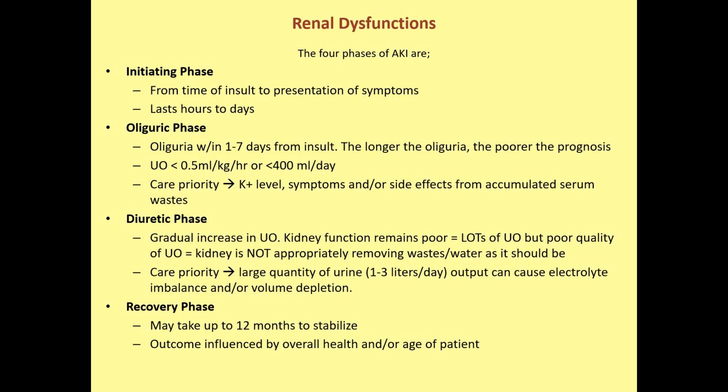Now, what's the care priority for an individual in the oliguric phase of acute kidney injury? Well, the care priority is watch those wastes that are going up. In other words, the potassium can be going up because it's not being removed by the kidney, and there are other side effects such as I mentioned, problems with pericardial effusions or some other complications that are occurring because of the elevated wastes.